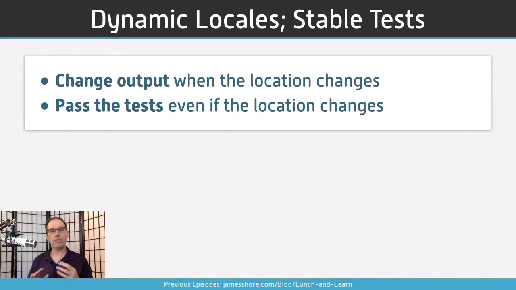Because of course, what we want to have happen is we want our programs to print out, we want the output to change according to the location of the user, but we want the tests to remain the same regardless of the location that the tests are run in. So how do we deal with that?